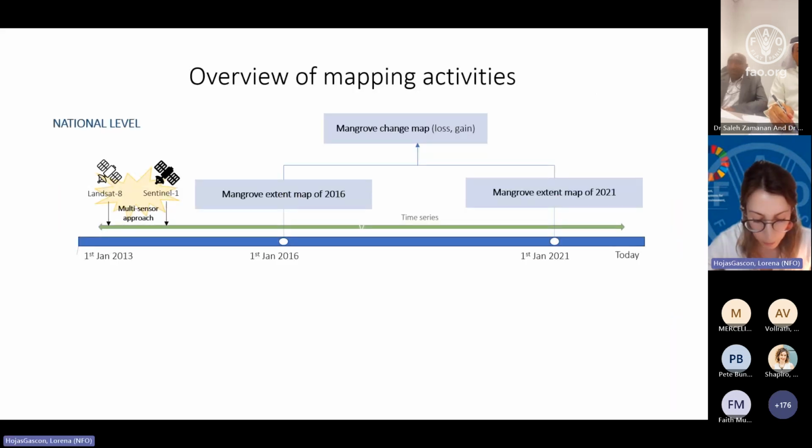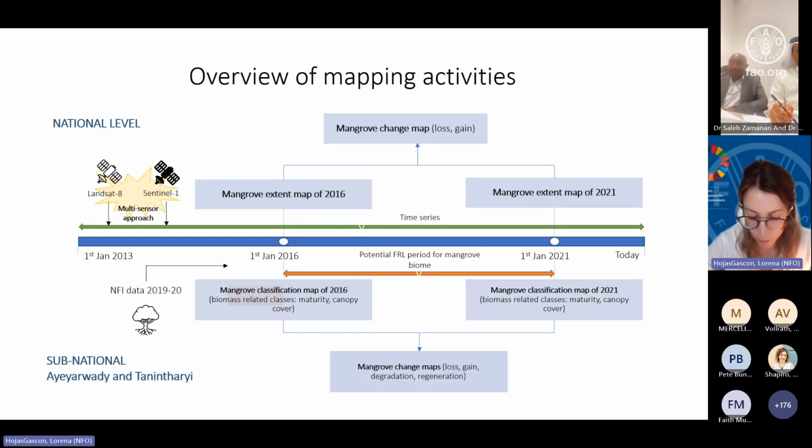In this way, we map the extension of mangroves for the 1st of January of the years 2016 and 2021, and the changes between both dates for the full country, based on time series analysis of Landsat 8 and Sentinel-1. This is supported at a national scale for the mangrove forests. For two regions, mangrove classes and biomass change estimation were also mapped using data from the National Forest Inventory.